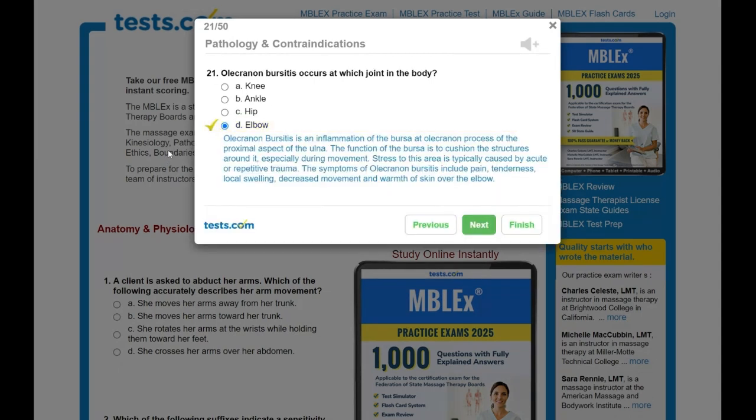D. Elbow. Olecranon bursitis is an inflammation of the bursa at the olecranon process of the proximal aspect of the ulna. The function of the bursa is to cushion the structures around it, especially during movement. Stress to this area is typically caused by acute or repetitive trauma. The symptoms include pain, tenderness, local swelling, decreased movement, and warmth of skin over the elbow.